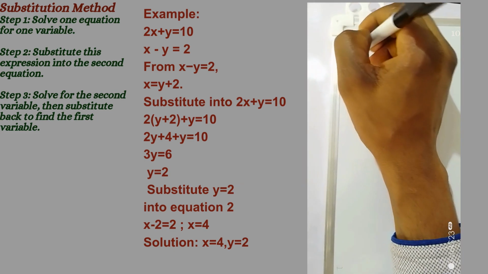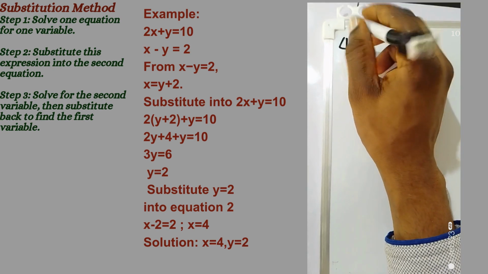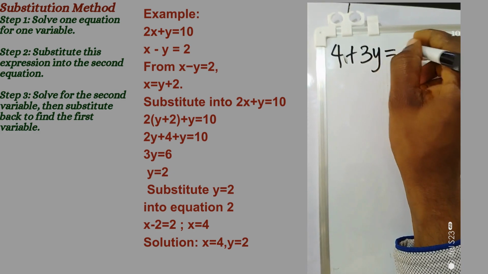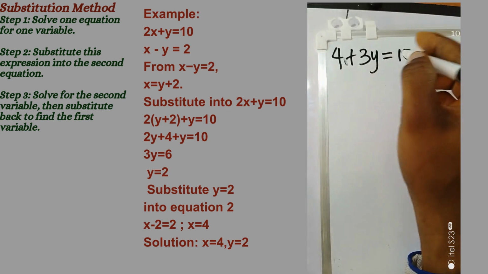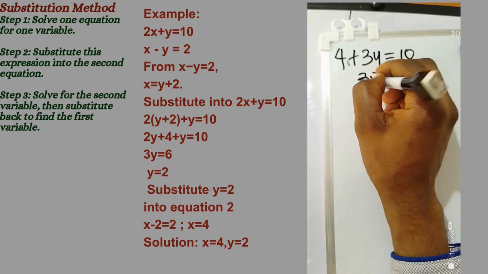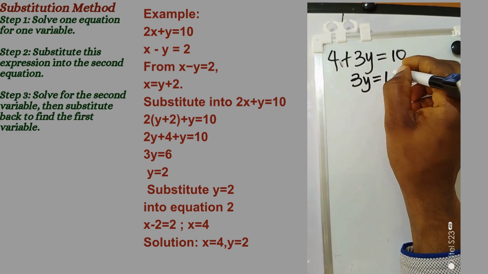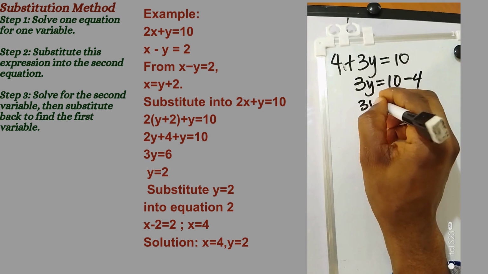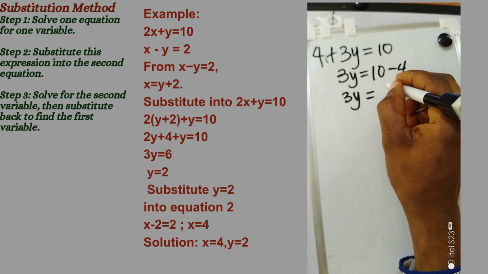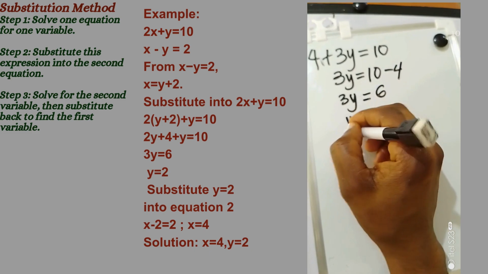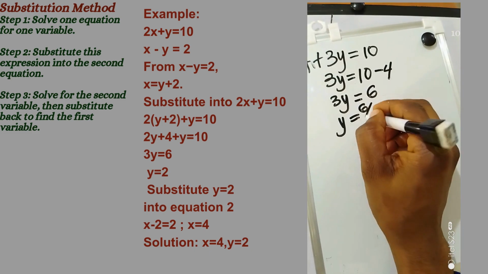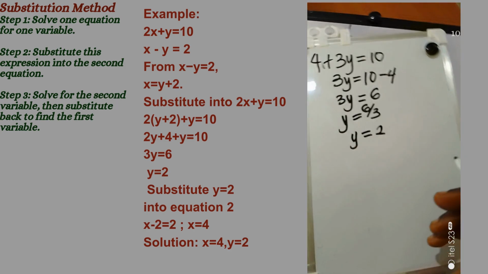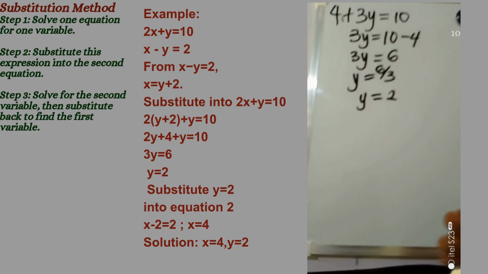So from here, I can simply say that 3y equals to 10 minus 4. So I have 3y equals to 10 minus 4 is 6. So therefore, y equals to 6 over 3. So y equals to 2. So I've gotten one of the two variables.